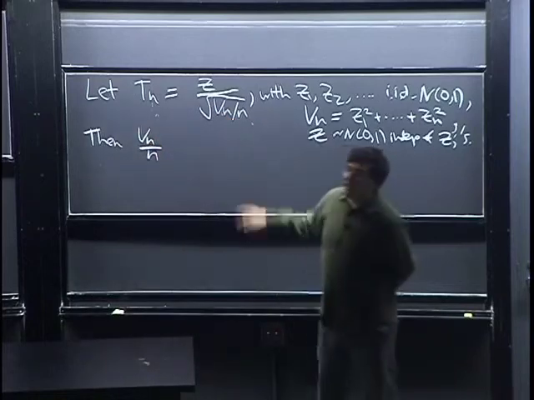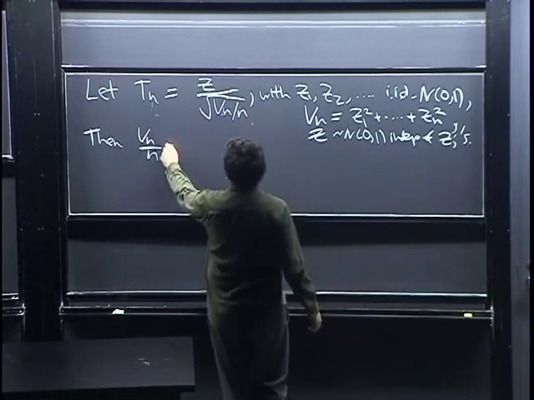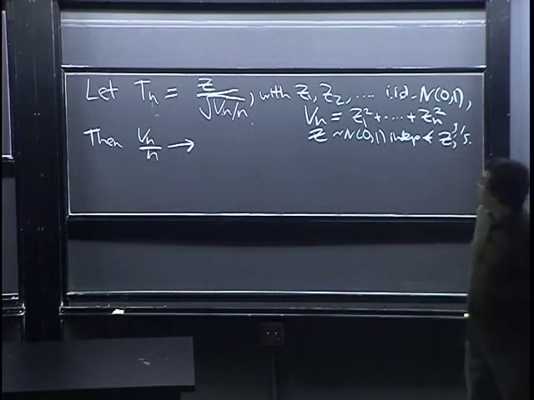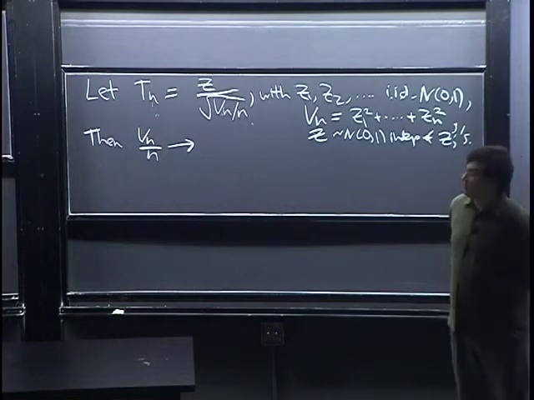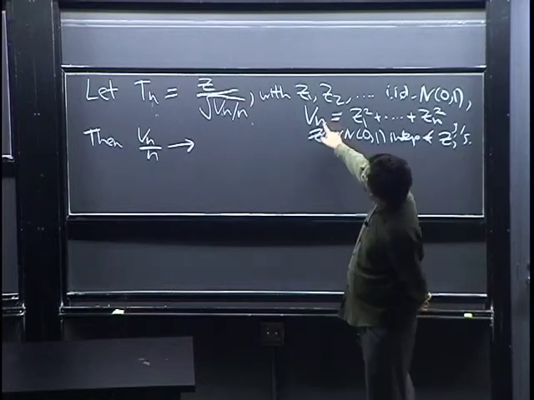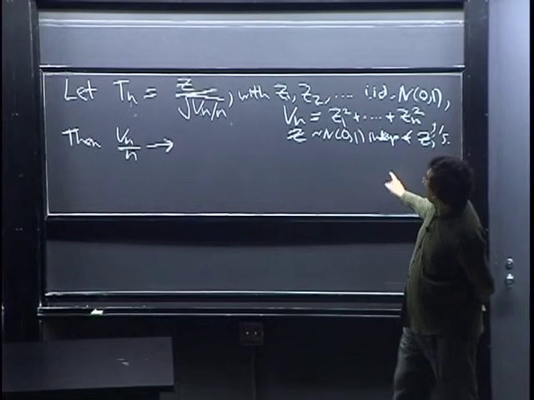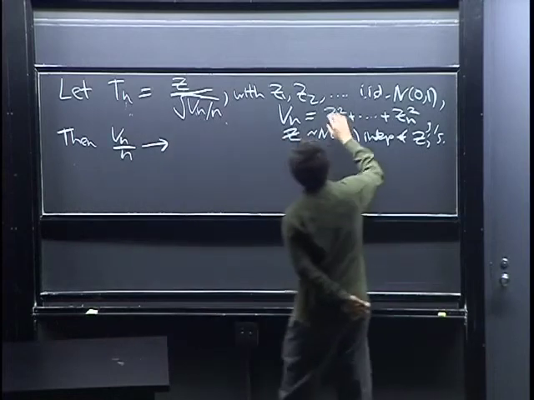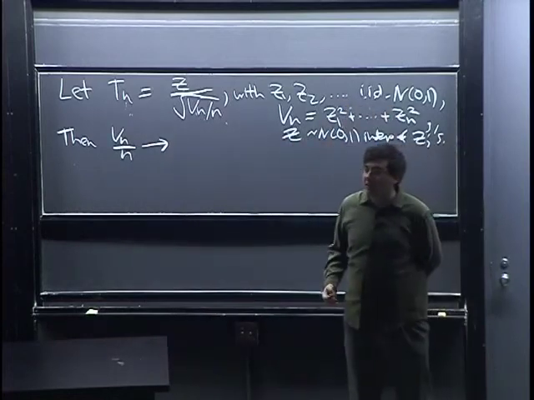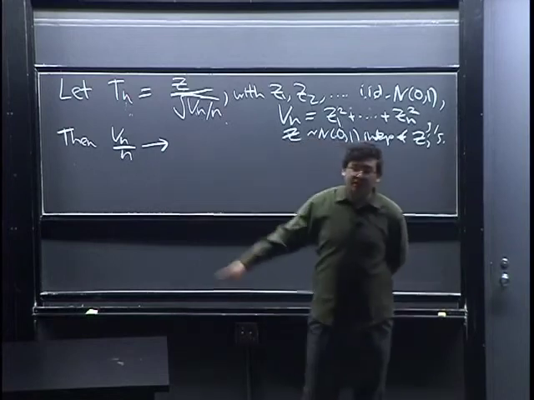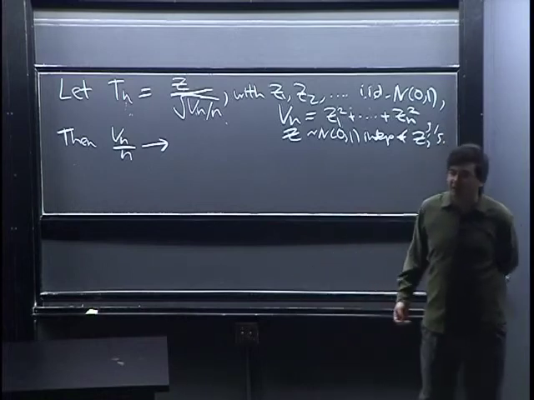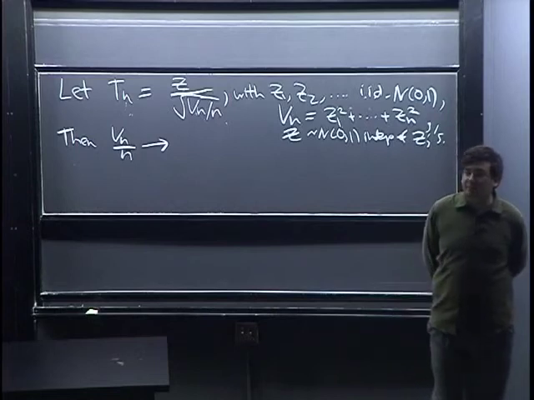Let's look at this thing Vn over n. What do you think happens to that as you let n go to infinity? It goes to a constant. Which constant? Well, if I took a sample mean of these, you can think of this as the sample mean of these squared normals. If we standardize this, then in distribution it'll go to normal 0, 1, but I just want something simpler than that. What does it converge to pointwise? It converges to 1.